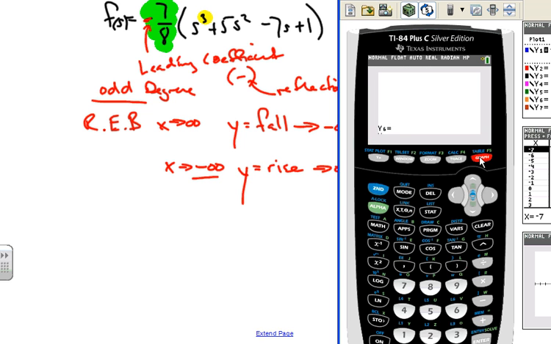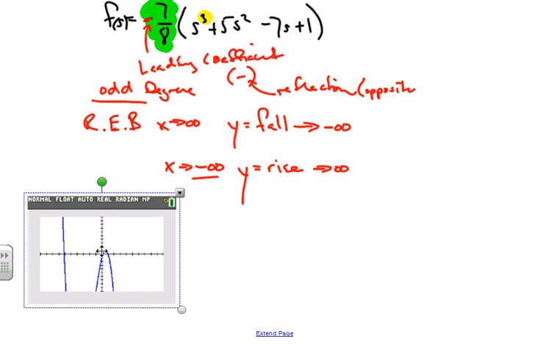And we'll graph that. And you should see, once again, it rising to the left and falling to the right. It rises to the left, so my left end behavior rises as x goes to negative infinity, and it falls to the right as x goes to positive infinity. So it's rising and falling. And those are the end behaviors.